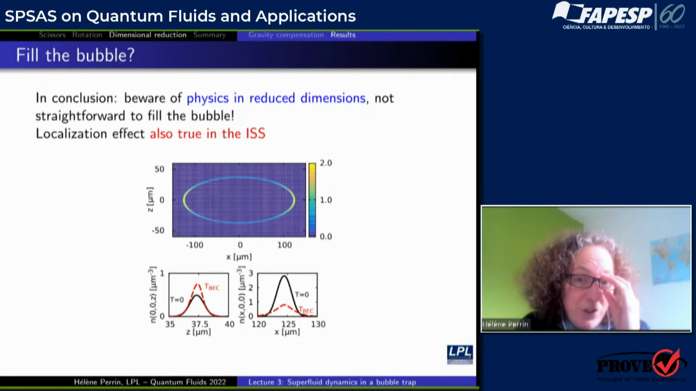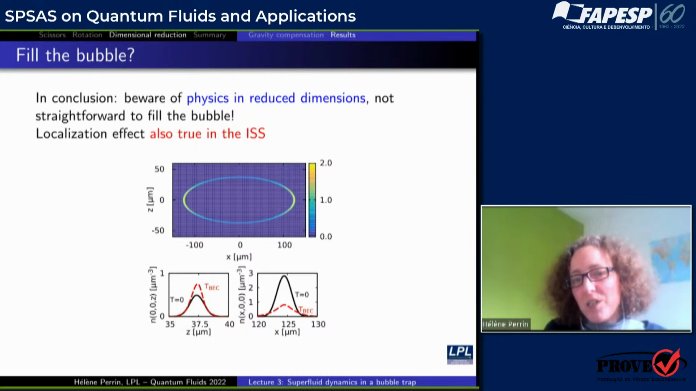Okay, so just to conclude, in this kind of simulation done for the International Space Station, the fact that the atoms accumulate at the equator is not really linked to a curvature effect, but it's more this effect of a change of the transverse confinement of the bubble, which plays a major role. And what we have observed should also be true in the International Space Station and will make it very difficult to have the bubble filled everywhere, because you also have to take into account this effect.